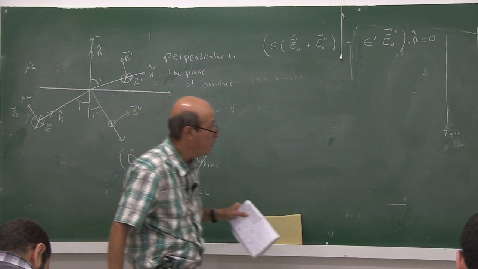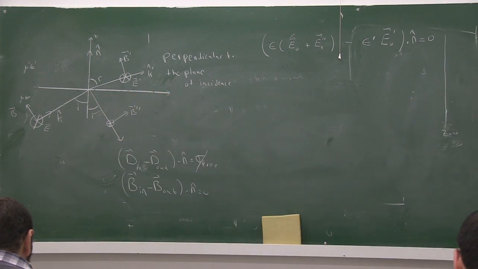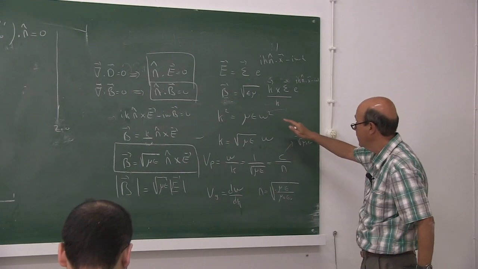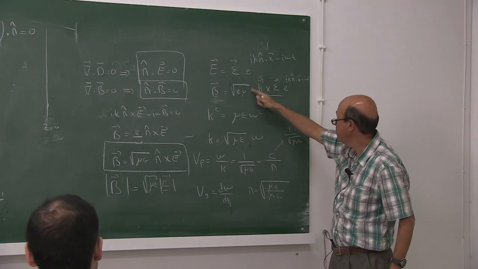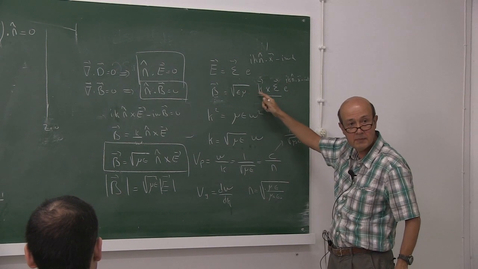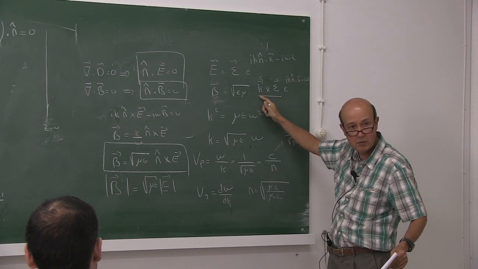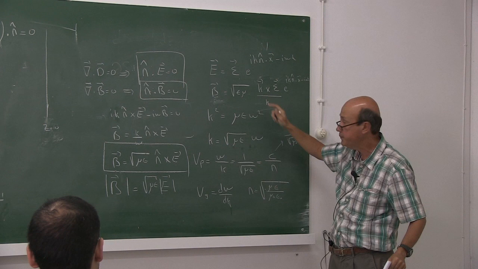So I rewrite this formula for you again. So there was a B here. Look at here. This term was the B. I write this B in terms of E because this is useful. Okay?